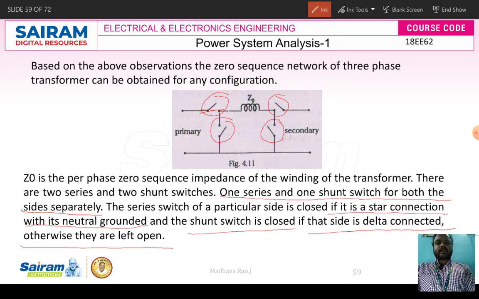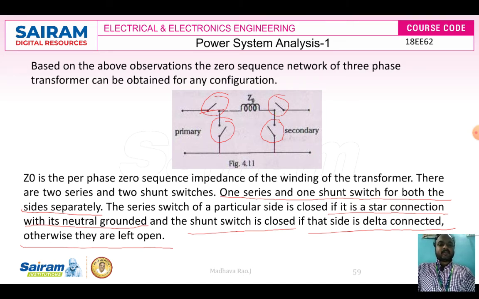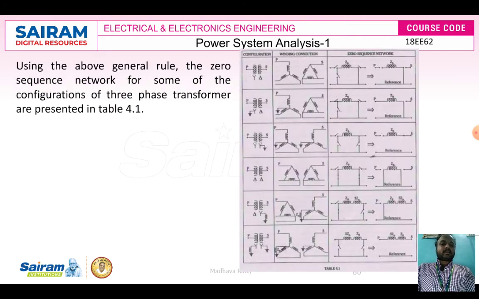Now in the next slide we will see the different zero sequence networks for star and delta connected transformers. These are the different conditions. Here we have 6 types of connections, star and delta, star, like that, and we have drawn the zero sequence networks. Using the above general rules, if the series switch is connected, it is star connected with neutral grounded, and the shunt switch is connected if it is delta connected. Otherwise it should be left open, right?